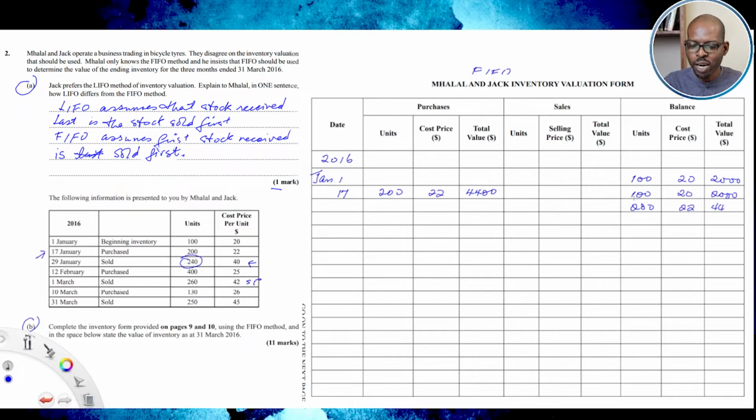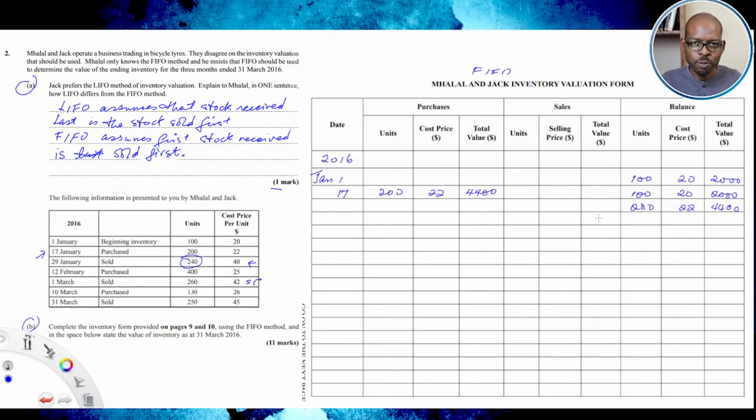At this point in time, we have 100 and 200, which gives us a total of 300 units. So we have 300 units, but they are all valued at different costs. 100 is valued at 20, and this 200 is valued at $22 per unit. So how do we determine which batch these quantities of 240 units will come from?